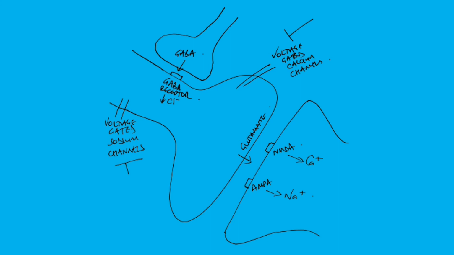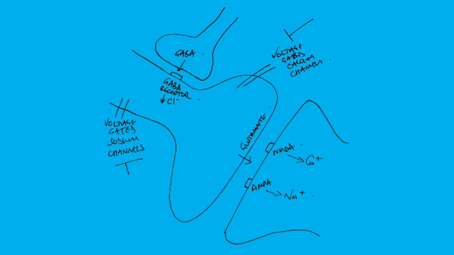Voltage-gated sodium channels allow propagation of the action potential down the presynaptic neuron. Once the action potential reaches the axon terminal, this triggers the influx of calcium via voltage-gated calcium channels. This mediates glutamate release. Glutamate then diffuses across the synaptic cleft and binds to the appropriate receptors. These include AMPA and NMDA, resulting in sodium and calcium influx respectively.